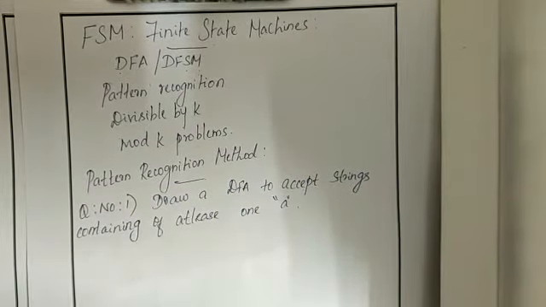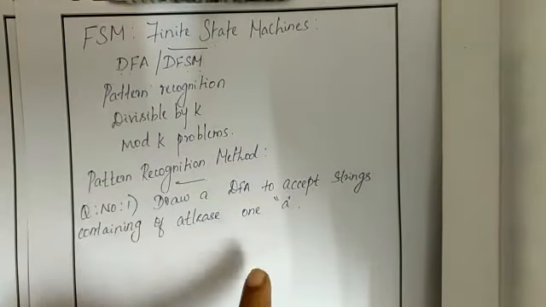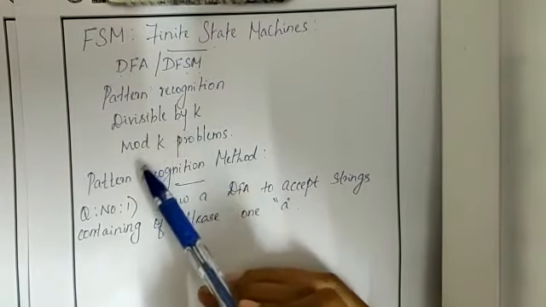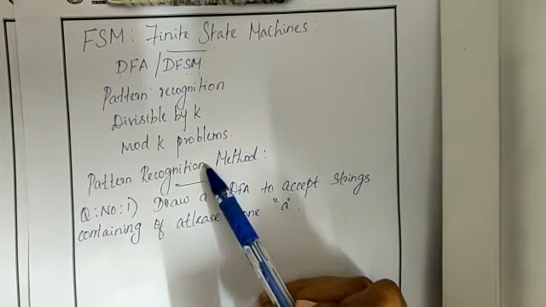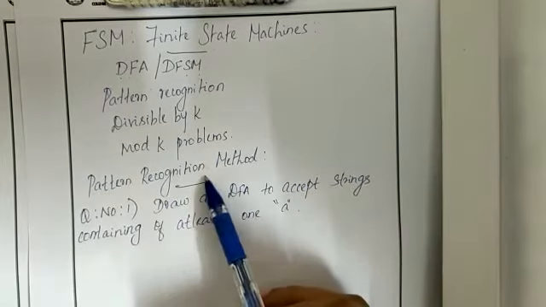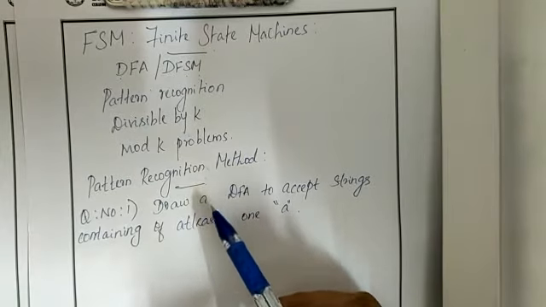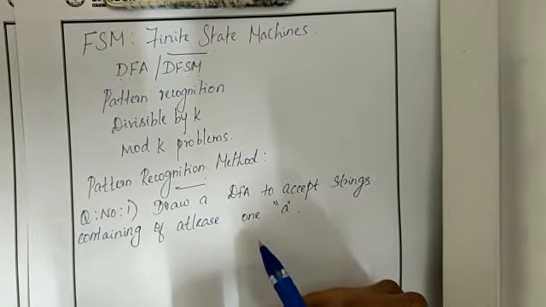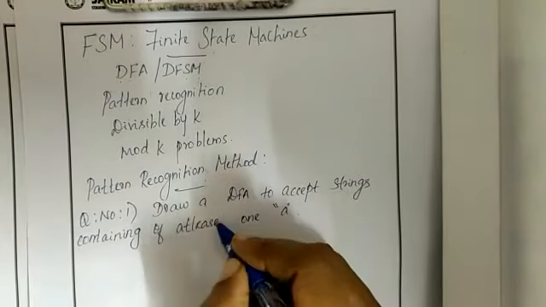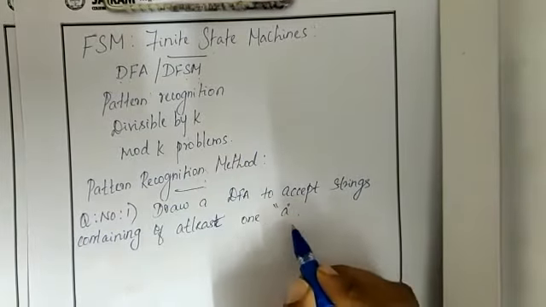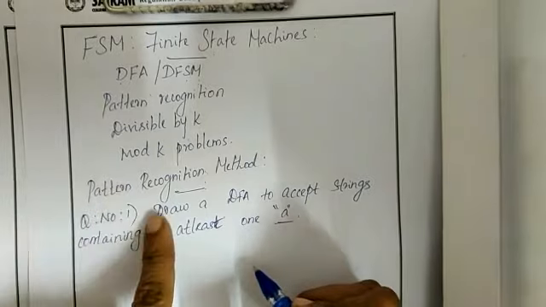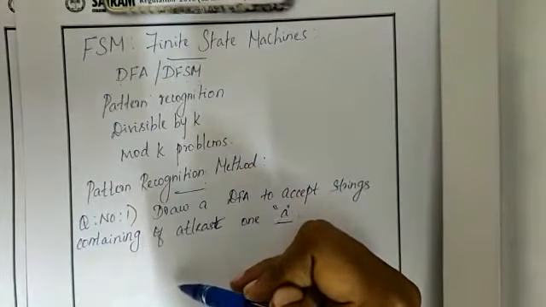So first step is I have to identify which type this question belongs to. I have three types: pattern recognition type, divisible by k and mod k problems. So by reading the question, I have to identify the type. So we are learning the first type, pattern recognition method. In pattern recognition method, when you read the question, a pattern will be there in the question. Here you read the question, draw a DFA to accept strings containing at least 1A. So some pattern is given in the question, so I can understand this question belongs to first type, pattern recognition method.